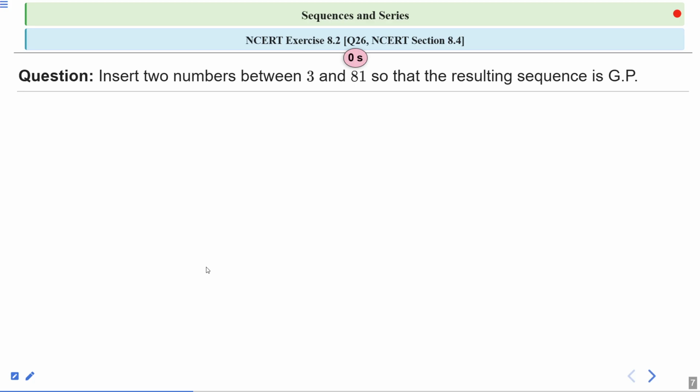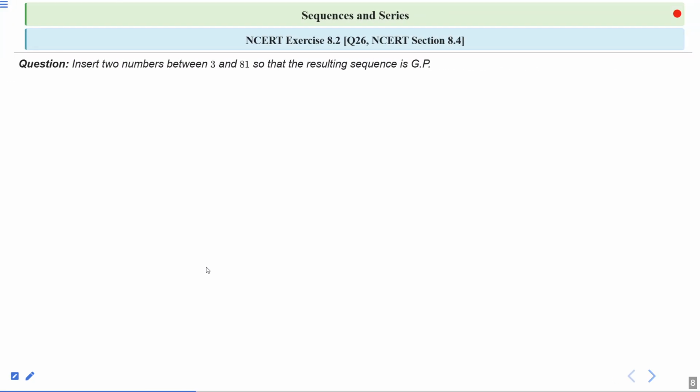Okay, your time is over. Now we will see the solution. First of all, see what is given: two numbers, 3 and 81. We have to insert two numbers between 3 and 81 so that the resulting sequence is a GP. The required two numbers are 9 and 27. Now we will explain how we get the required two numbers 9 and 27.